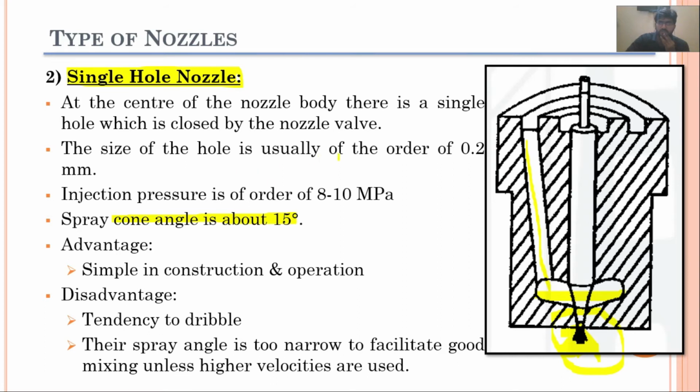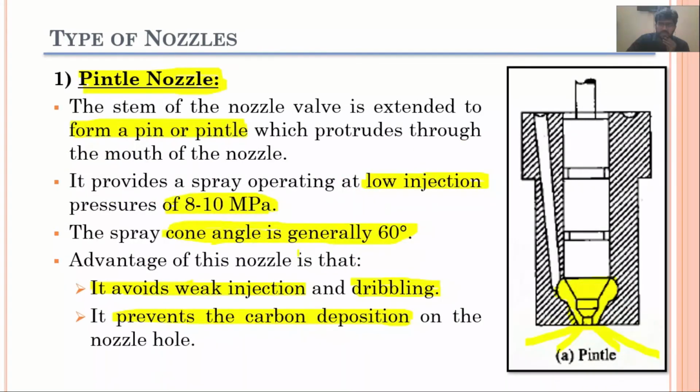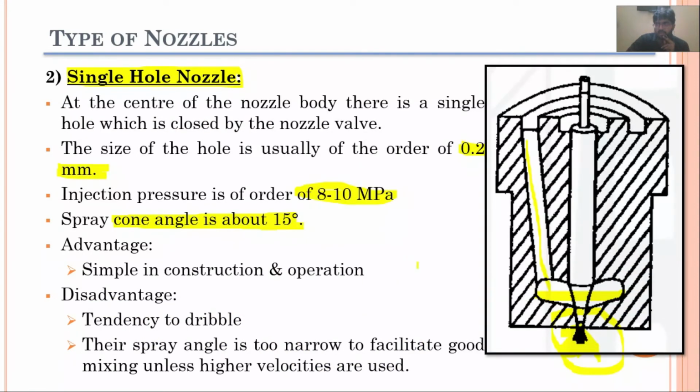So the size of this hole is usually in the order of around 0.2 millimeters, and injection pressures are 8 to 10 megapascal, whereas the spray cone angle is about 15 degrees, which is quite smaller than the Pintle nozzles. So these may have some disadvantages as well, as they would not be covering much portion of the combustion chamber.